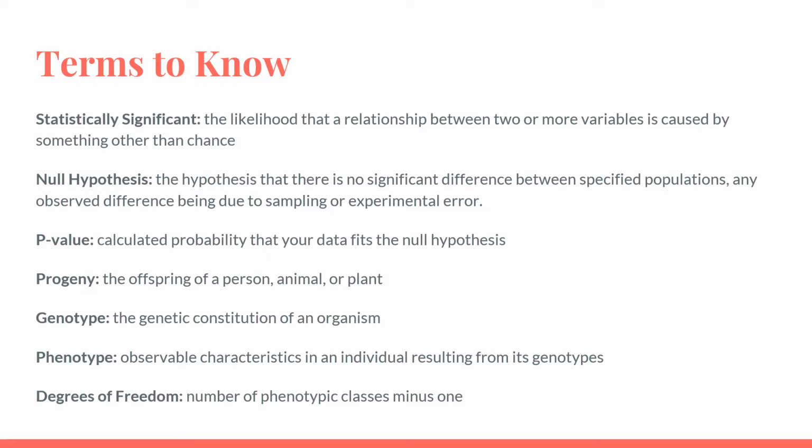Progeny, the offspring of a person, animal, or plant. Genotype, the genetic constitution of an organism. Phenotype, observable characteristics in an individual resulting from its genotype. And degrees of freedom, the number of phenotypic classes minus 1.